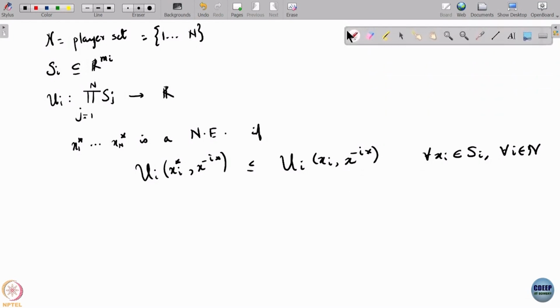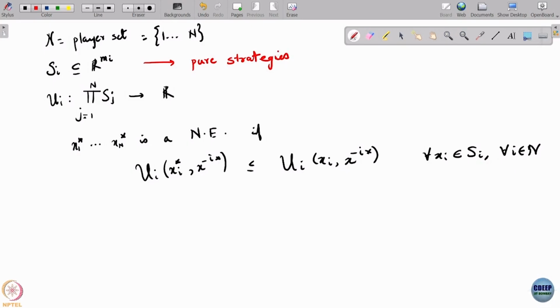So, the question is, when does a Nash equilibrium exist for a game like this? Here we are talking of a Nash equilibrium in this strategy space, in the space S_i. That means these now are the pure strategies of player i. But the player has infinitely many pure strategies. So, it is a continuum of pure strategies. So, the question is, when does a Nash equilibrium exist?